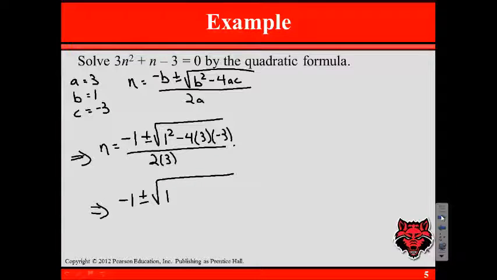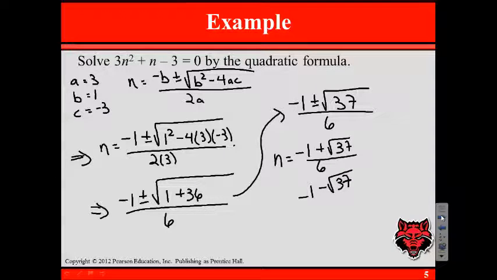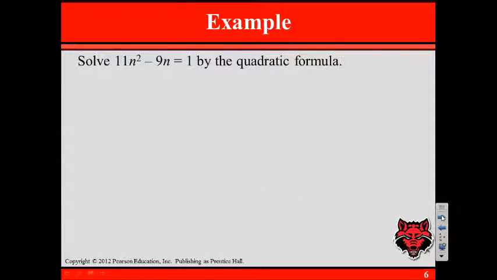As we continue to clean up, this becomes negative 1 plus or minus the square root of 1 squared is 1. Negative 4 times 3 times negative 3 will be a positive 36. All divided by 2 times 3 is 6. We continue to simplify underneath the square root. We have negative 1 plus or minus the square root of 37, all divided by 6. Because 37 is a prime number, these will be our answers. N equals negative 1 plus square root 37, all divided by 6, or negative 1 minus square root 37, all divided by 6. Let's try another example.